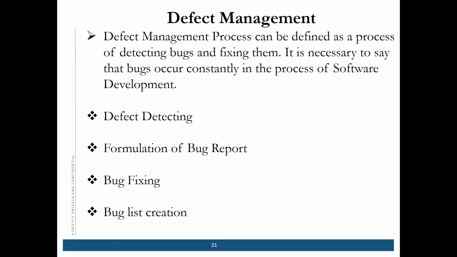Okay. Or you can say in the defect management process, there are 4 different steps involved. The first is defect detection, regardless of the type of testing, either manual or automation. Defect detection is the first step to detect all the bugs in your final product.